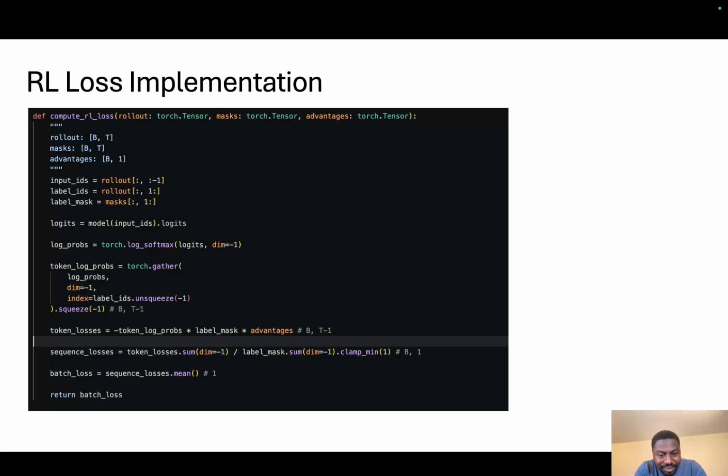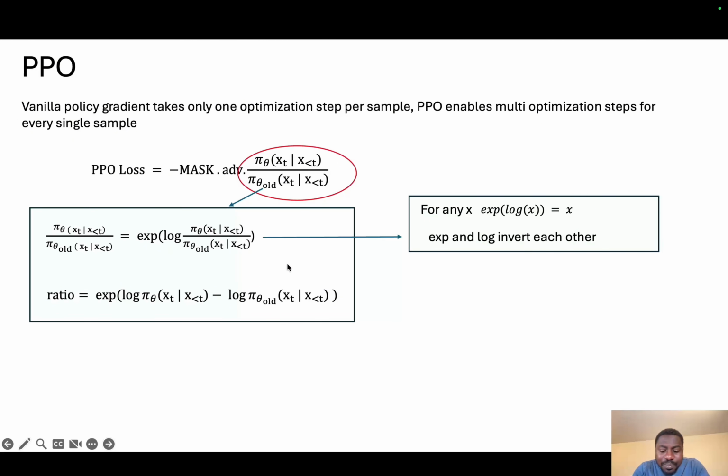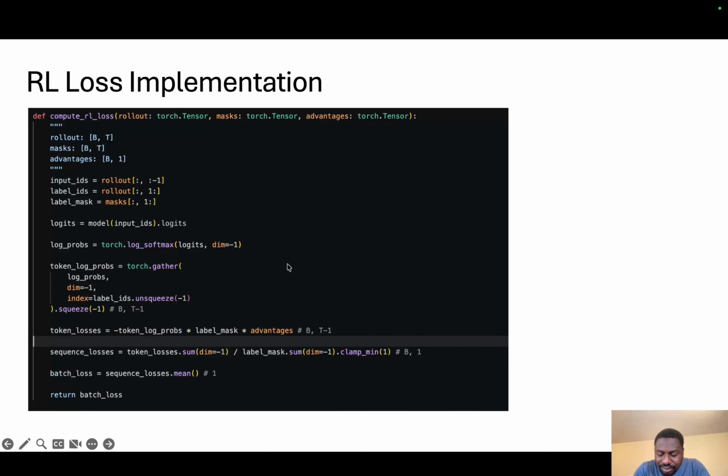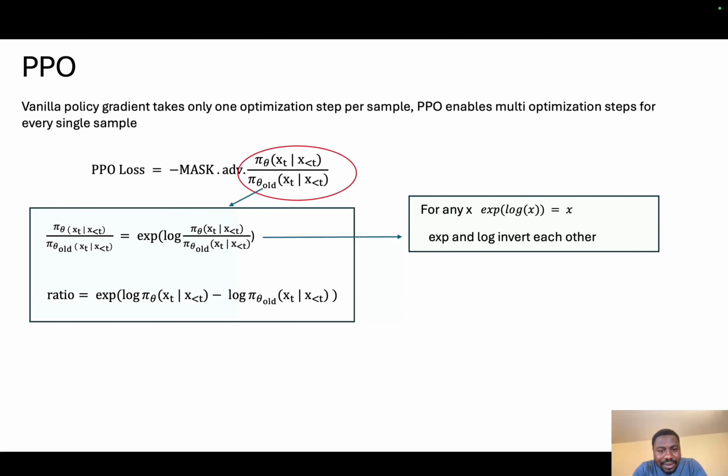And then you divide by the mask sum, and then once you've got the loss per sequence, you then take a mean over that to get the batch loss. So this is basically the RL loss. But there's a bit of an issue with this, which is the case for PPO-style algorithms.